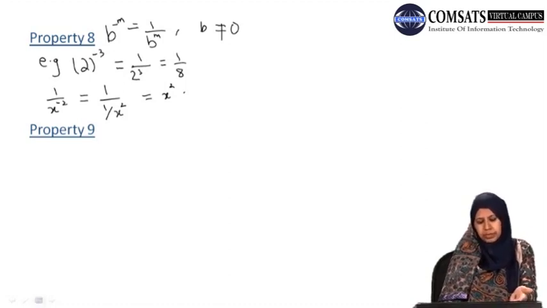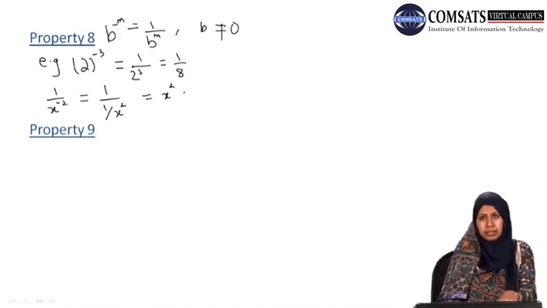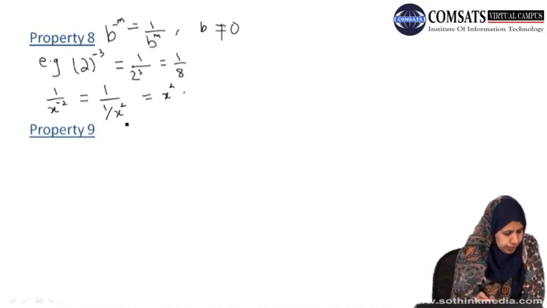In our second example, the case of the variable, 1 over x to the power minus 2, we have replaced the minus power by a positive one by simply taking the reciprocal in the denominator only, where the negative power occurs. We have taken the reciprocal in the denominator, and we have got the answer x square with the positive power. Okay, now our last property.